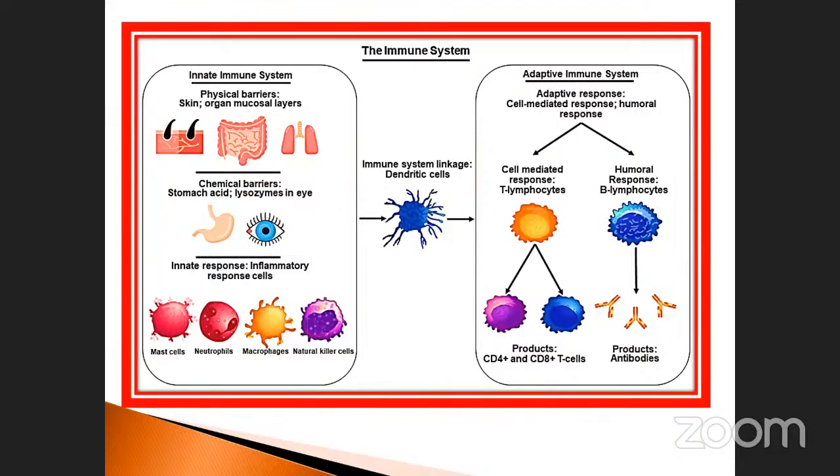Stomach acids. What are the acids secreted by the stomach? HCl. HCl is one of the antibacterial, killing substances. Acid. What about the lacrimal glands? The eye has a small gland present in it, and the lacrimal gland secretes tears. But tears also have which function? Antibacterial function.